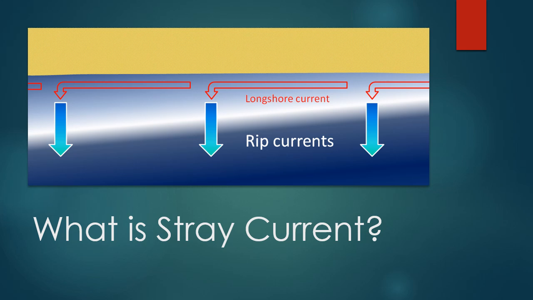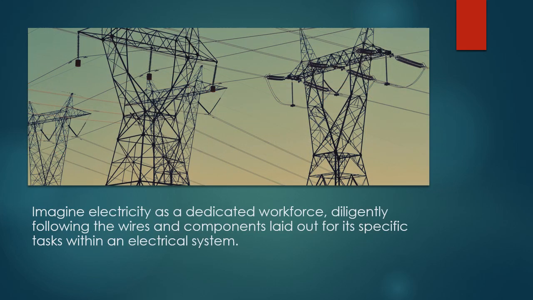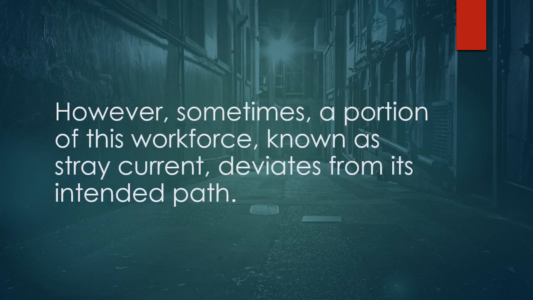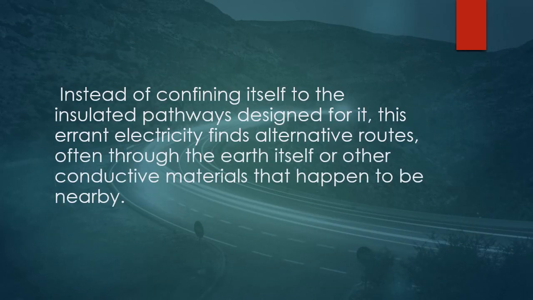What is stray current? Imagine electricity as a dedicated workforce, diligently following the wires and components laid out for its specific tasks within an electrical system. However, sometimes, a portion of this workforce, known as stray current, deviates from its intended path. Instead of confining itself to the insulated pathways designed for it, this errant electricity finds alternative routes, often through the earth itself or other conductive materials that happen to be nearby.